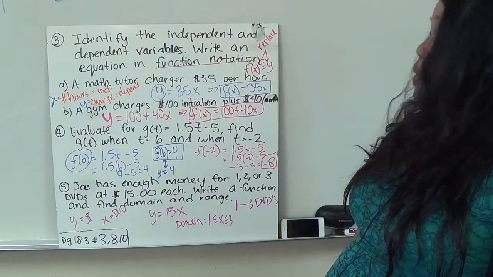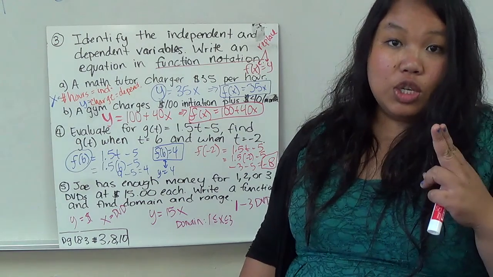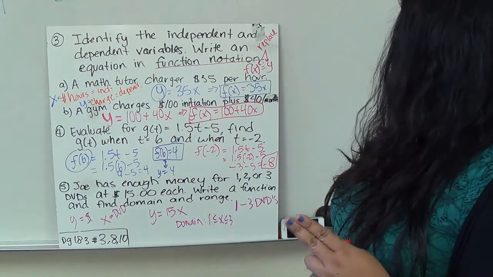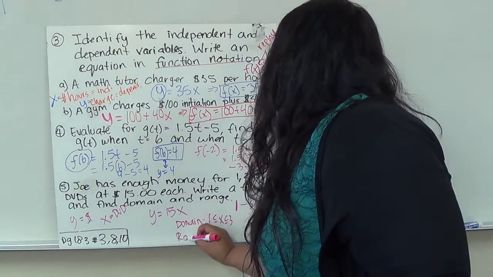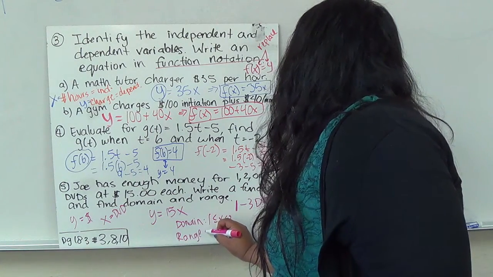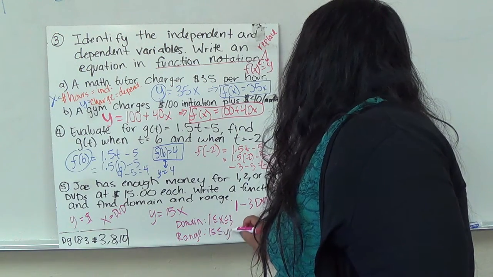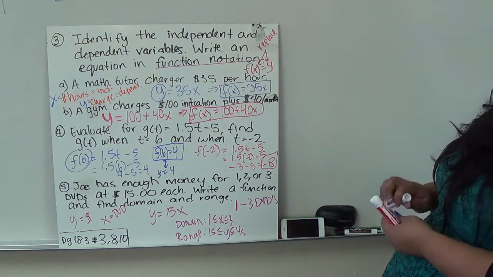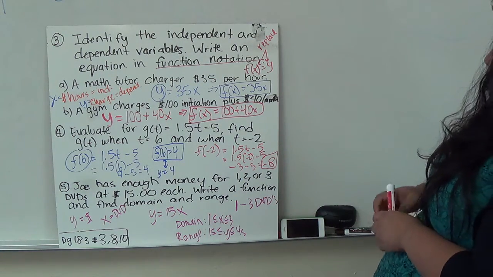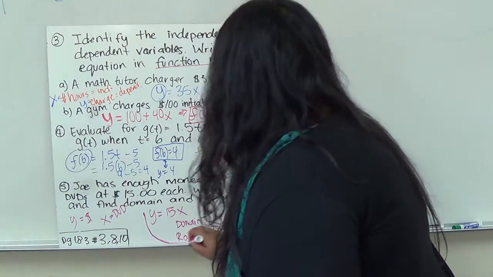But his range is, if he buys 1, he'll spend $15. If he buys 2, he'll spend $30. If he buys 3, he'll spend $45. So his range, y, is between $15 and $45. Right? So this is the answer for that.